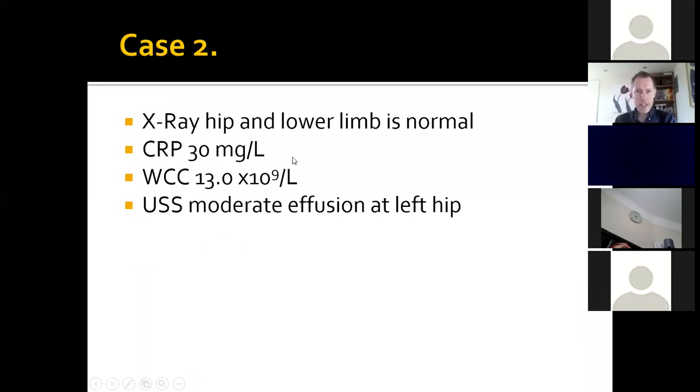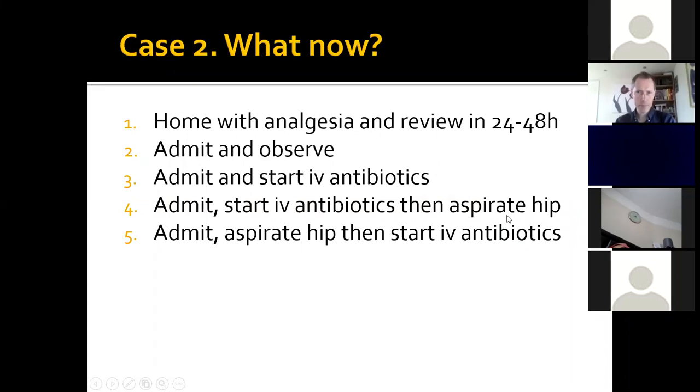In fact, her CRP is 30, and she has a white cell count of 13, and the ultrasound of her hip is performed. So we chose the option of X-ray, bloods, and ultrasound, and she has a moderate effusion seen at the left hip. Given those results, I'm going to ask you again to tell me what you would like to do.